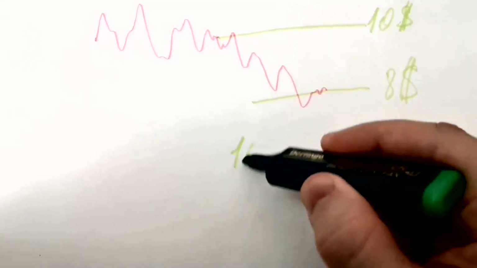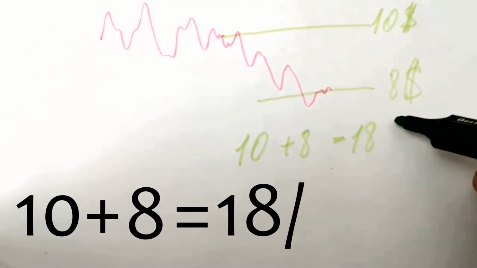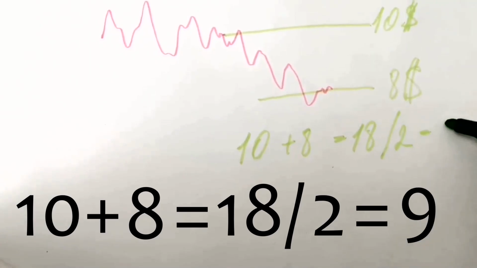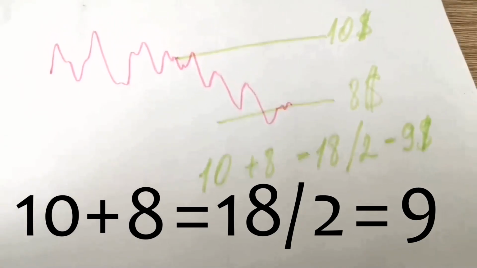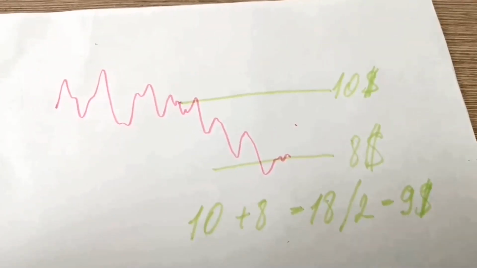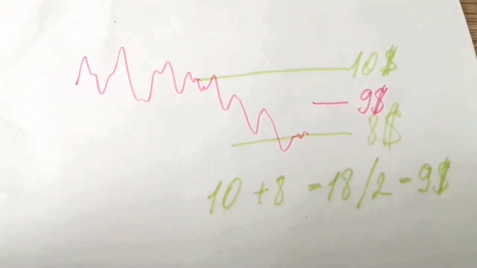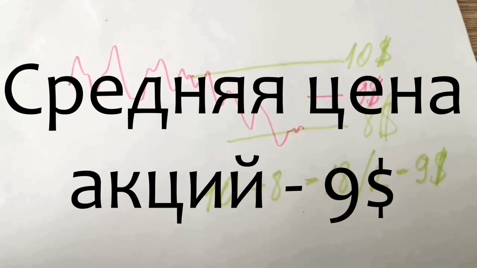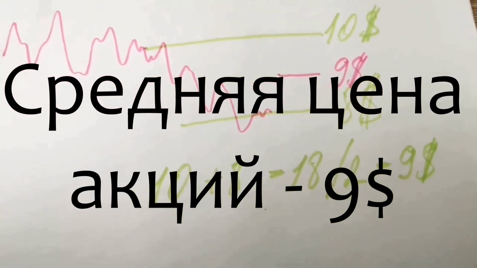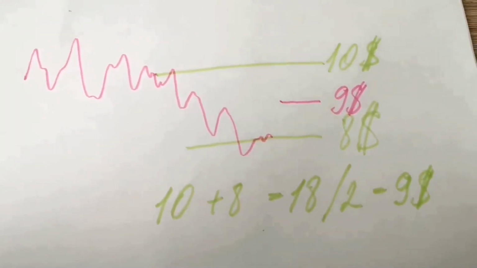Let's do the math. $10 plus $8 equals $18. And divided by 2 shares equals $9. So the average price of our 2 shares is only $9. So it's the same as if we bought a share at $9 or 2 shares at $9. In that case, the average price of the stock is said to be $9. The operation we've done is called averaging. So we've averaged the price of our investment.